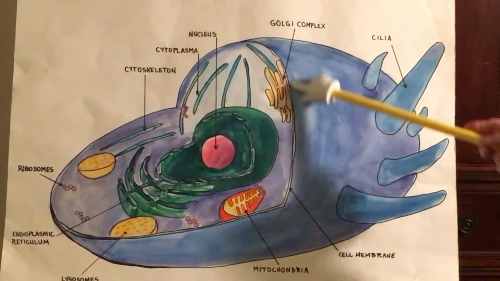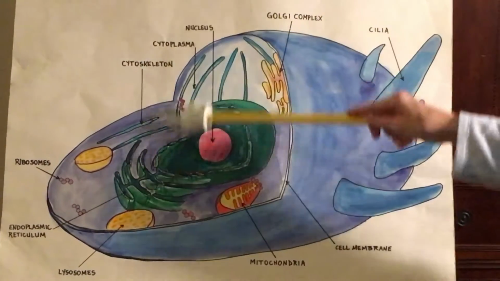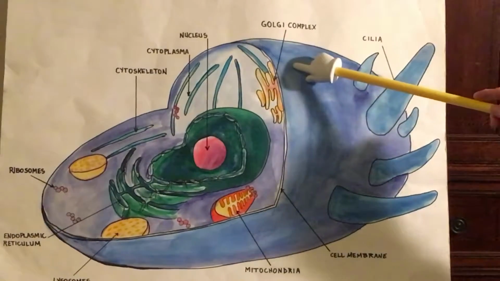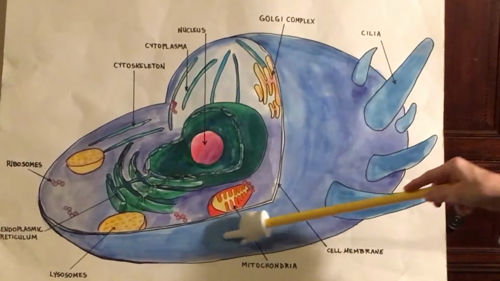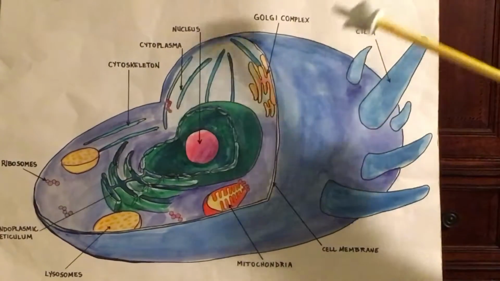Here we have the cell membrane. The cell membrane is on the outside of the cell, and it's a semi-permeable membrane that surrounds the cell, protecting it and letting in only what the cell needs and keeping out what the cell does not need to thrive.